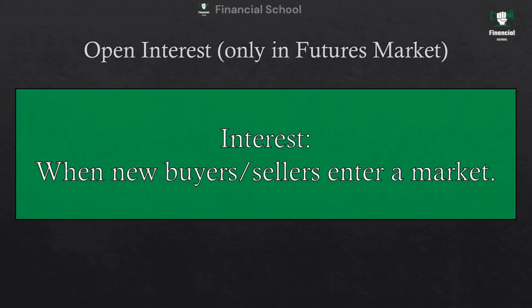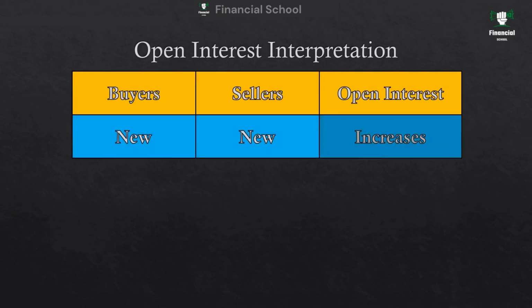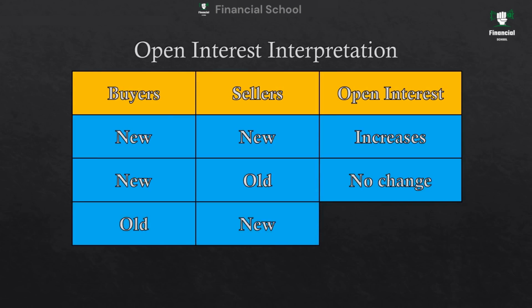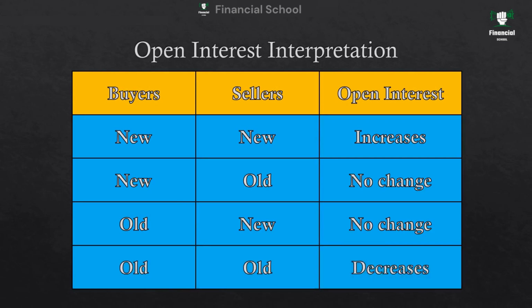When new buyers meet new sellers, we have an increase in open interest. When new buyers meet old sellers or new sellers meet old buyers, we have no change in open interest. When old buyers meet old sellers, we have a decrease in open interest.